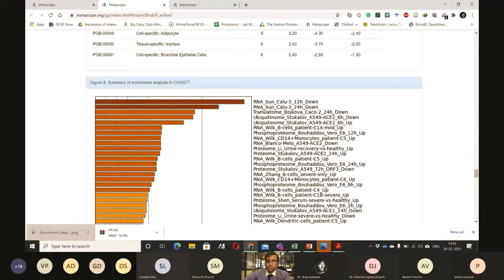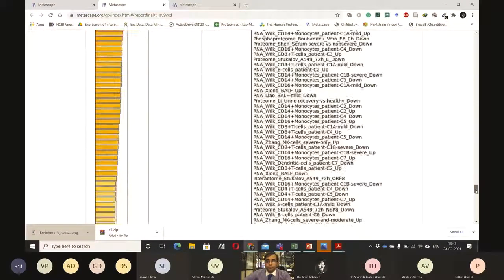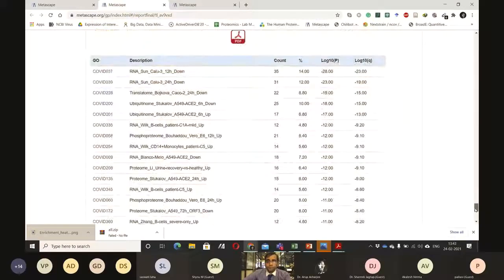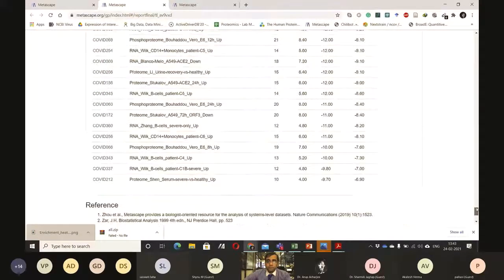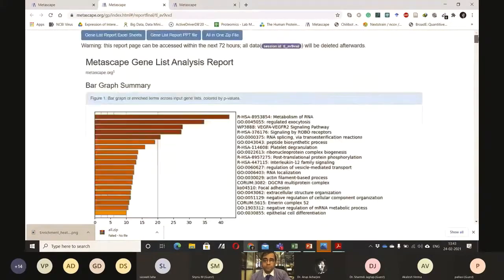So there's RNA from Sun et al. Then there's the translatome from Bochkova et al. Then this from Stukalov et al. papers. So this is more of a quality control, and you can again take this information and build on your discussion for the paper. So this is Metascape in general. If you have any questions, you can start asking right now.